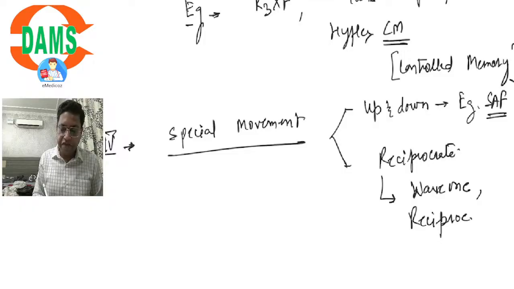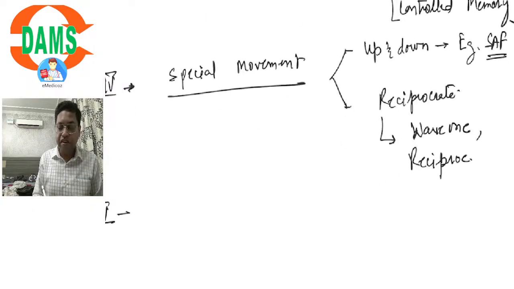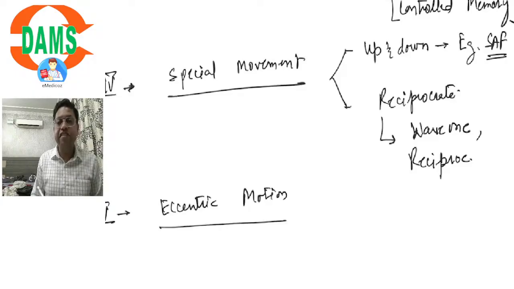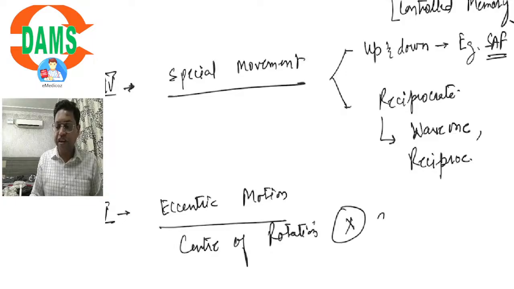Then finally, we have the fifth generation of instruments. They have eccentric motion. What is meant by eccentric motion? The center of rotation does not coincide with the center of mass.